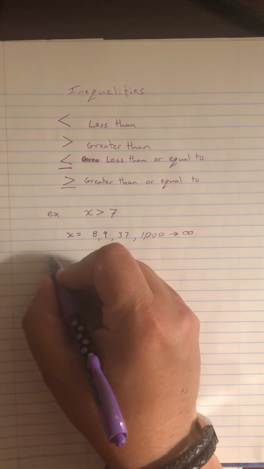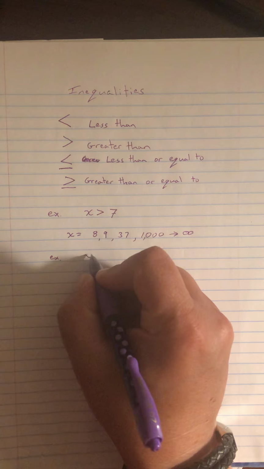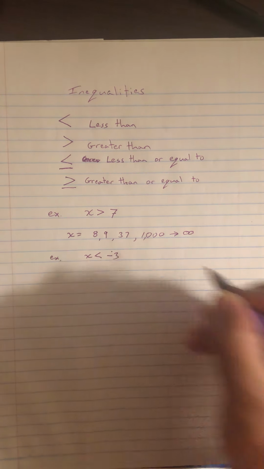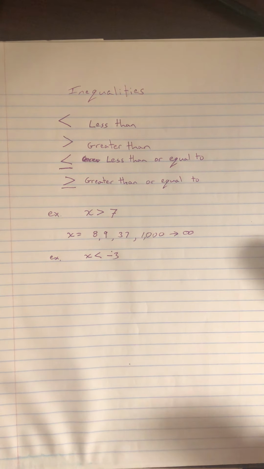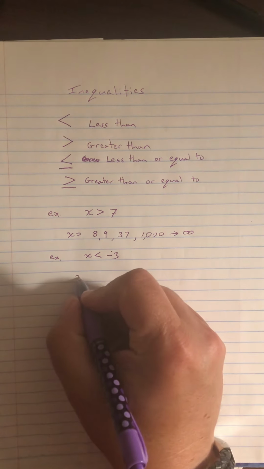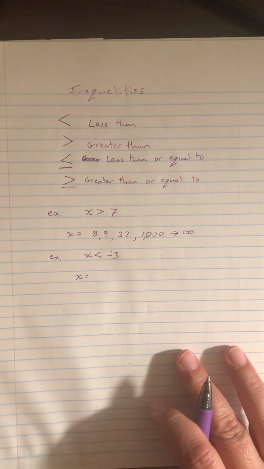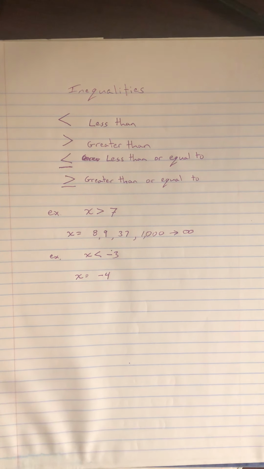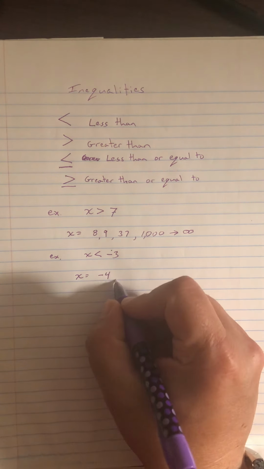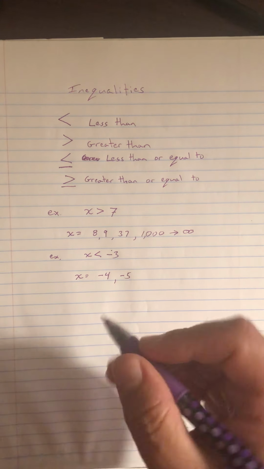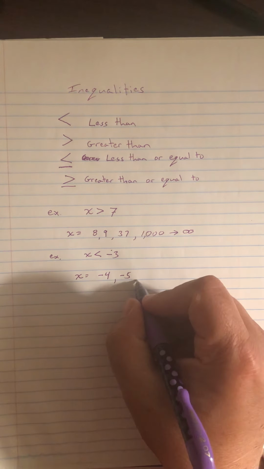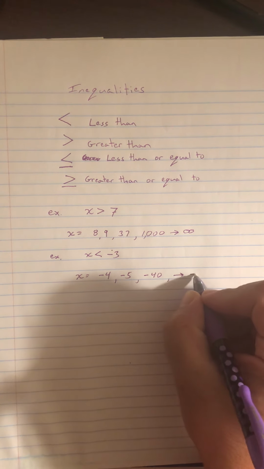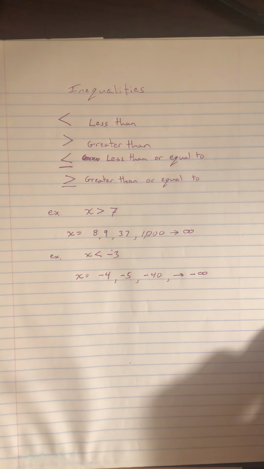Okay? Flip side of that is if I tell you that it is less than -3. Well, we can list a set of numbers that are less than -3. X has an infinite number of possible values. -4 is less than -3. Remember, negatives work backwards. -5 is less than -3. -40, all the way to negative infinity.